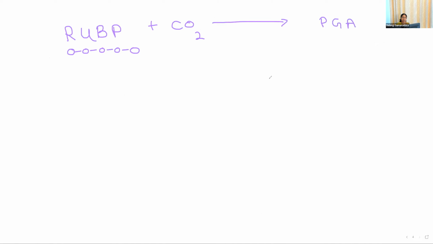Can you write this down somewhere else? Complete this: if I use the 5-carbon RUBP plus carbon dioxide, write down the enzyme we are using. This is the carbon fixation done by the C3 plants. They're using a 5-carbon ribulose bisphosphate, RUBP, to trap 1 carbon dioxide to make PGA. So the enzyme is Rubisco.